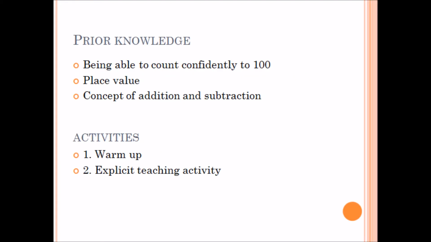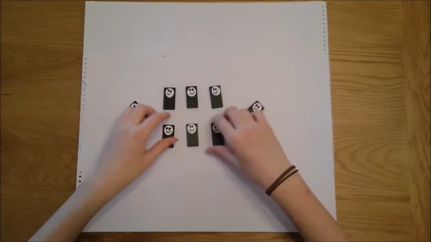Before beginning the lesson, I expect my students to be able to confidently count to 100, understand place value, and understand the concepts of addition and subtraction. For my activities, I will be doing a warm-up and explicit teaching activity.